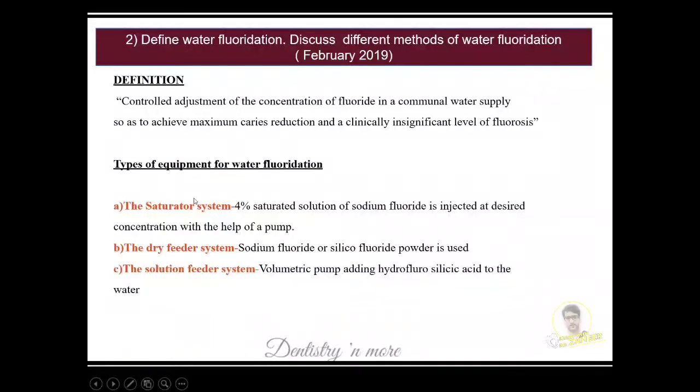So we have three equipments basically. One is the saturator system, where a 4% saturated solution of sodium fluoride is injected at the desired concentration into the water distribution source with the help of a pump. In the dry feeder system, sodium fluoride or silicofluoride in the form of powder is introduced into a dissolving basin with the aid of an automatic mechanism to ensure maintenance of correct supply. Whereas in the solution feeder system, a volumetric pump is used, and hydrofluorosilicic acid is added. Okay, so that was about the equipments for water fluoridation.